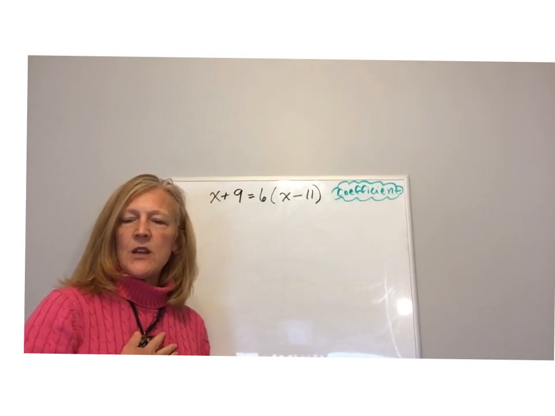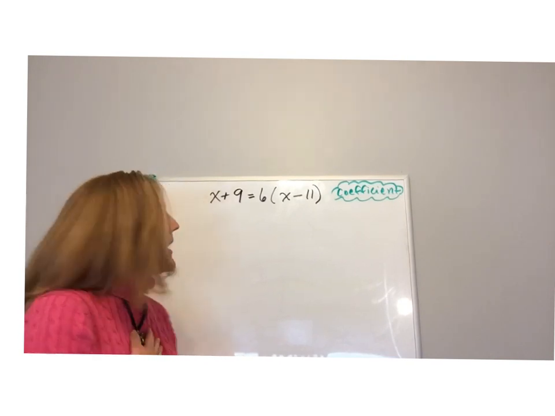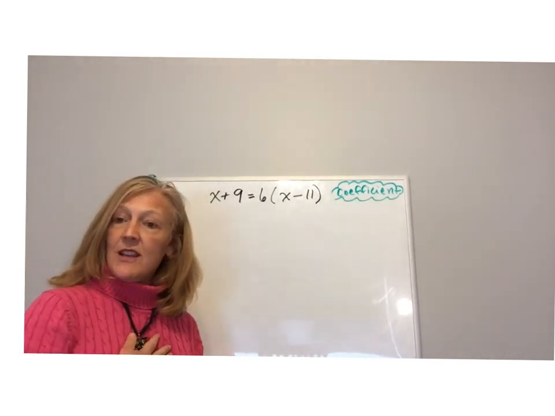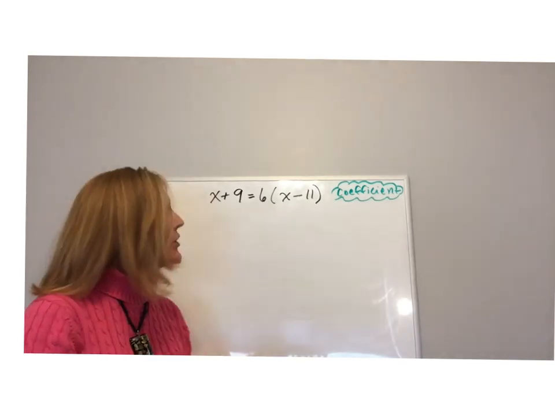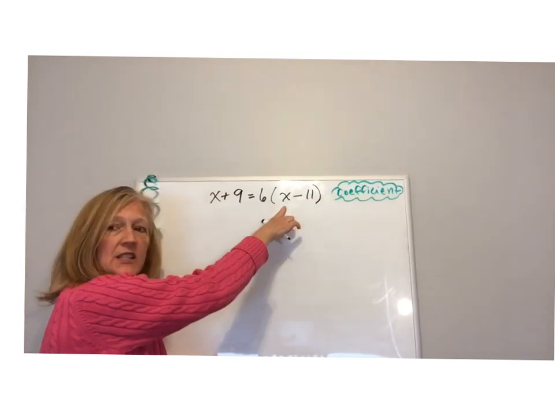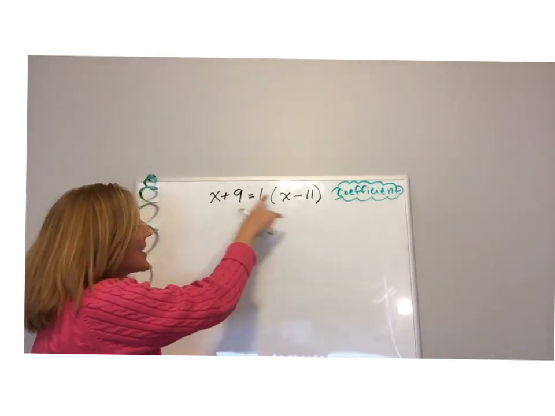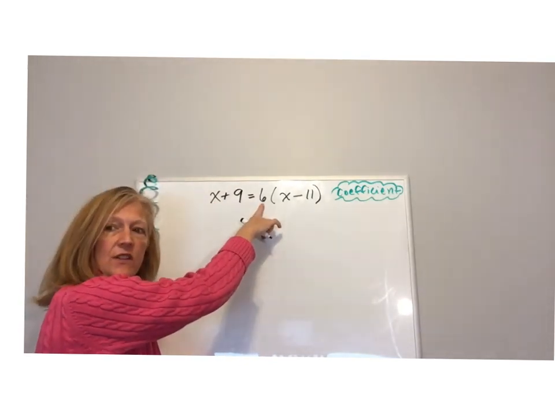Okay, ladies and gentlemen, one more example. Now this equation looks a little different than even the one before. How does this one look different? You'll notice that it has parentheses here. So we still have an x on each side, but there's a 6 out in front of the parenthesis.